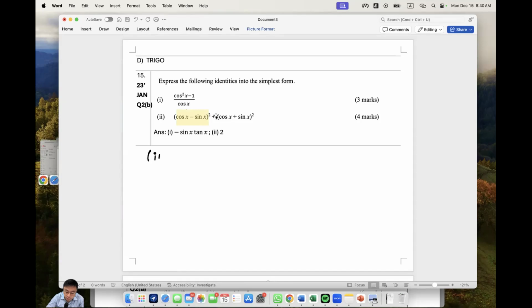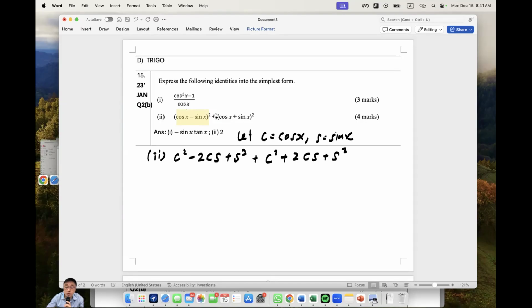So I think we have this cos square minus 2cs. Okay, right. I just write short form. Let's say you just write that c to be cosine x and s to be sine x at first. So in the workings here, maybe you just write c and s. Okay, plus cos square plus 2cs plus sine square, isn't it?